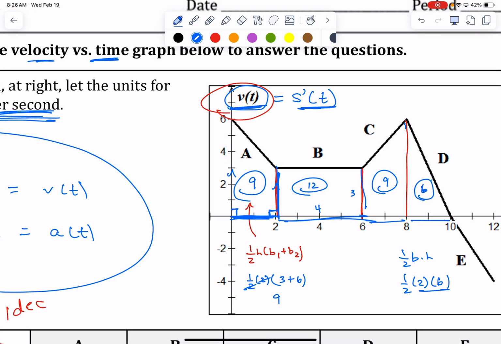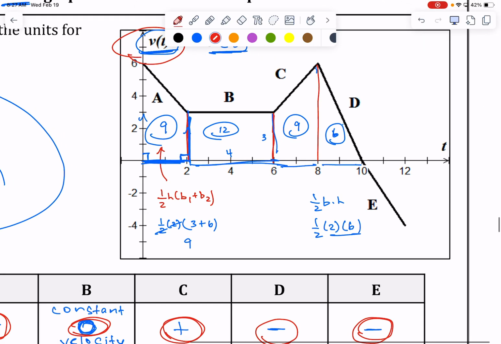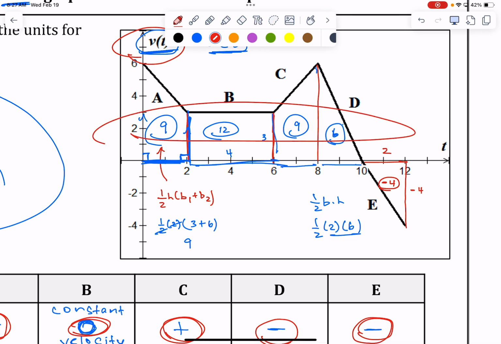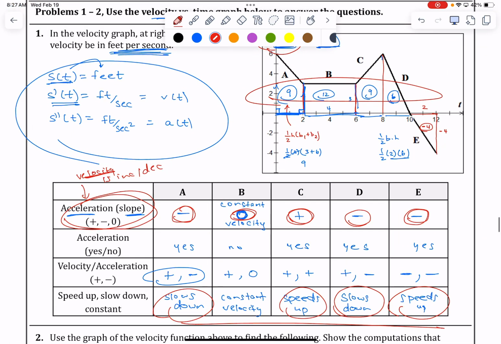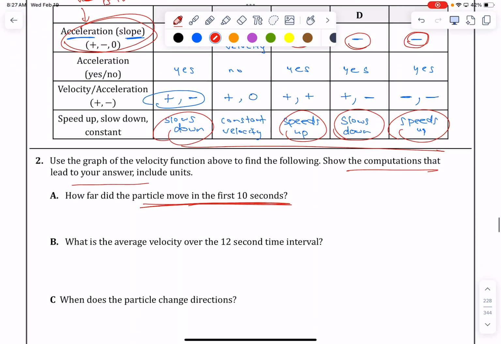So we know the displacement. These are all positive, so none of them are negative. This one here would be a negative 4. So you get 2 times negative 4 is negative 8. Half of that would be negative 4. So that displacement would move it back to the left. Now that's not what they're asking. They're only asking to 10, so I only need these. So the total displacement from 0 to 10 would be 9 plus 12 plus 9 plus 6.